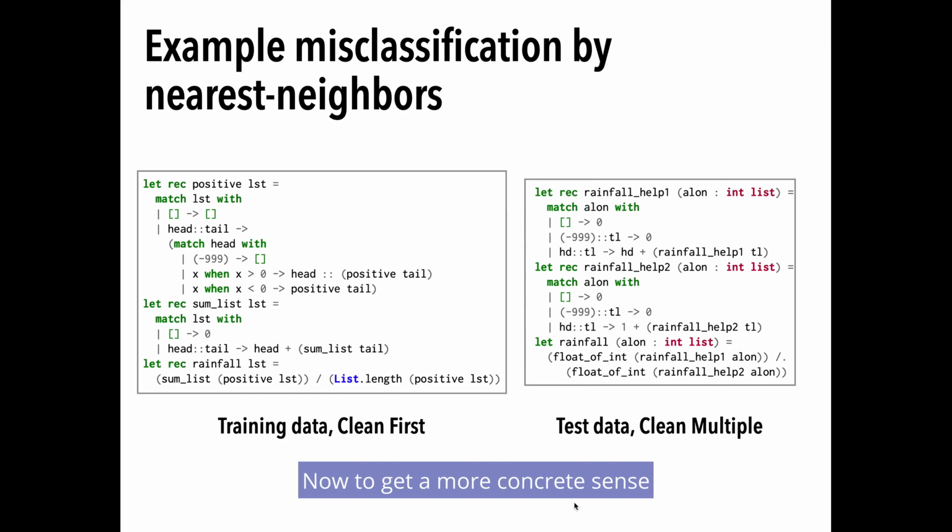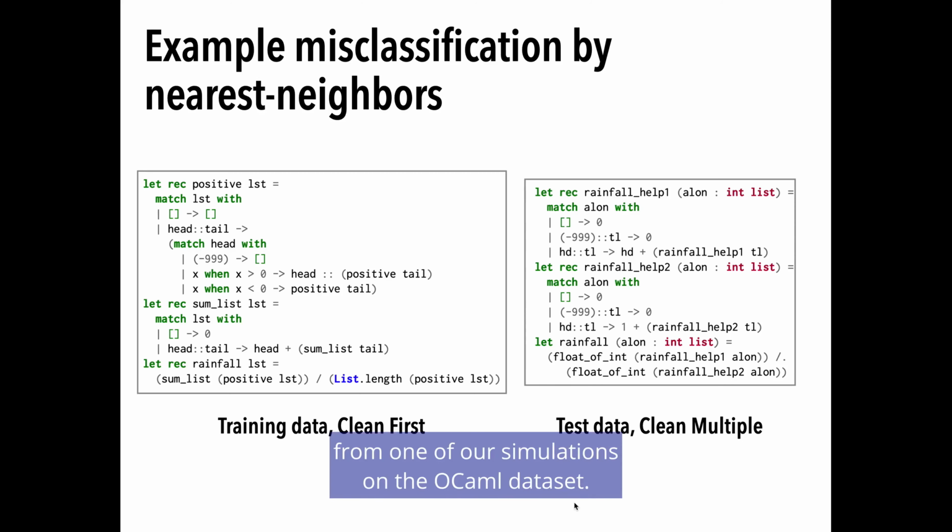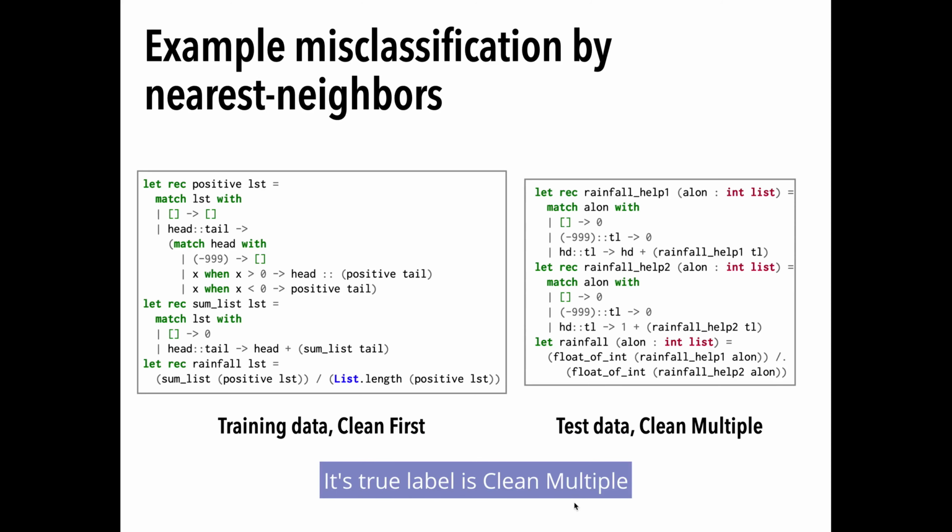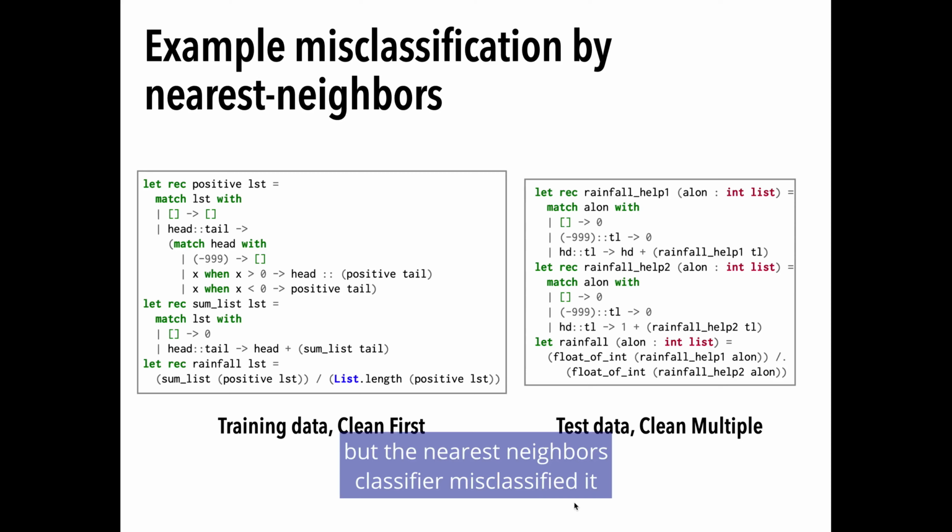Now, to get a more concrete sense of why nearest neighbors makes mistakes, our third research question, here's an example misclassification from one of our simulations on the OCaml dataset. The program on the left was in the training data, with a high-level structure of clean first. It uses two helper methods, positive and sumList, which filter the list and sum the list. And then the program on the right was in the test data. Its true label is clean multiple, but the nearest neighbors classifier misclassified it as clean first, because its tree is closest to the program on the left.